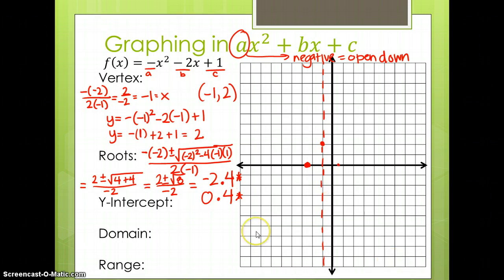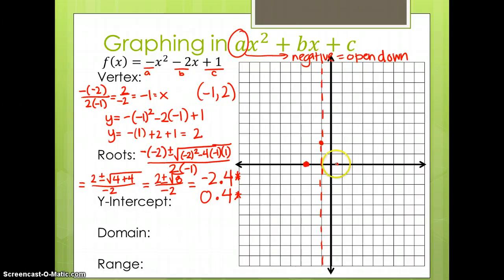But if you look at the axis of symmetry, it gives you a good guide, where if you put your roots on, kind of approximating where they belong, they look pretty evenly distributed on both sides of the axis of symmetry.